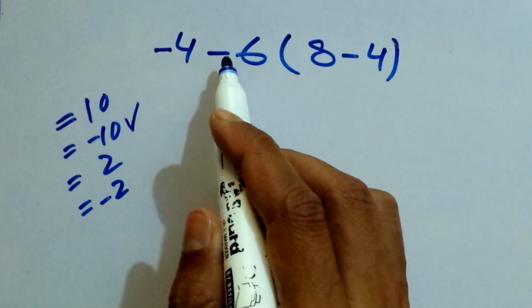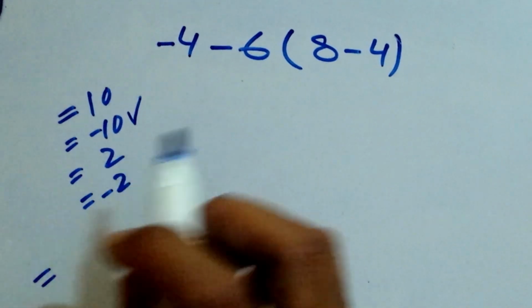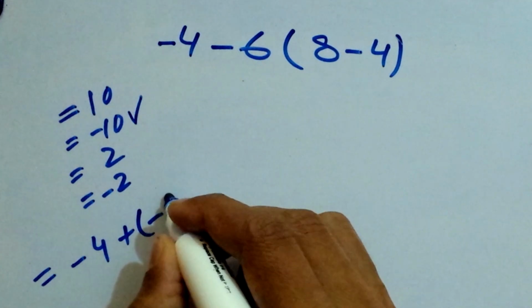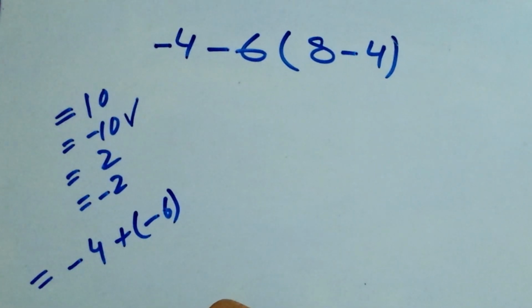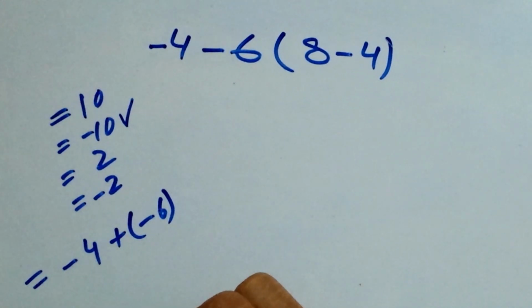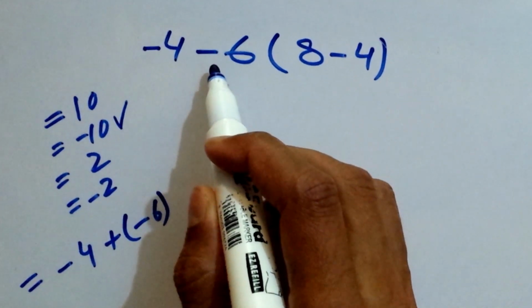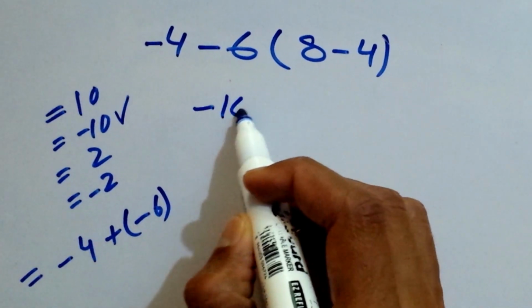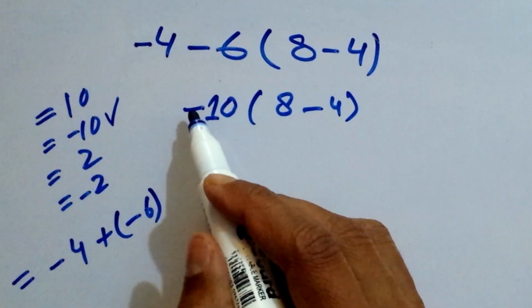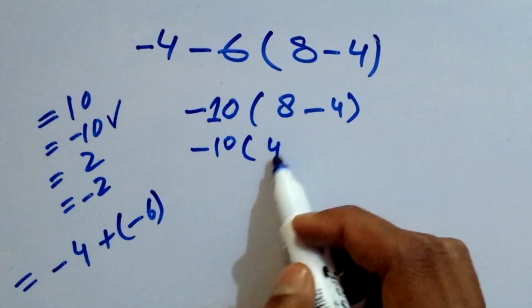So -4 - 6 equals -4 plus -6, right? So minus and minus becomes plus, right? And keep the negative sign. So -4 - 6 equals -10, and 8 - 4 equals 4.